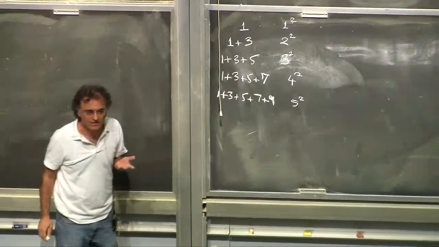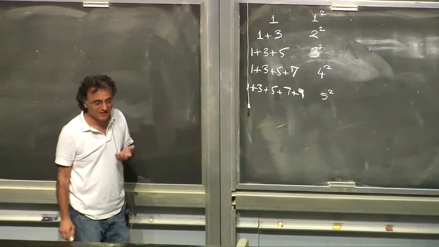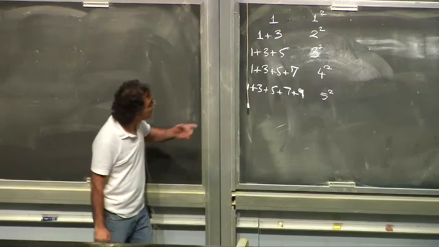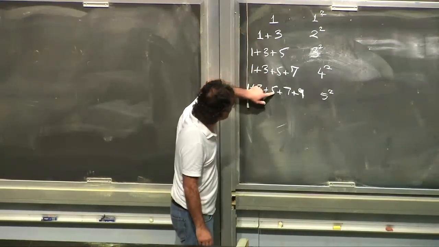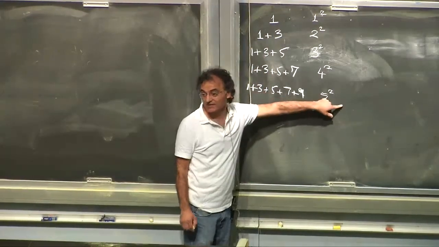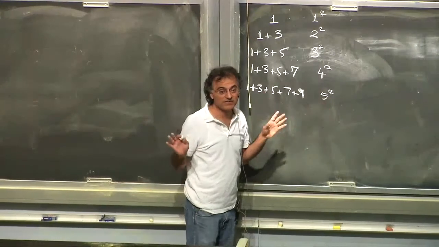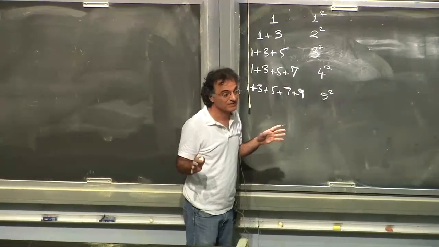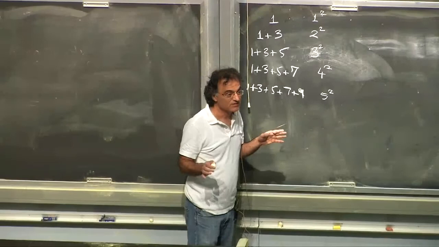That's extraordinary, isn't it? That's amazing. The sum of the first n odd numbers is just n squared. It's not just any old perfect square, it's n squared. So let's prove that.